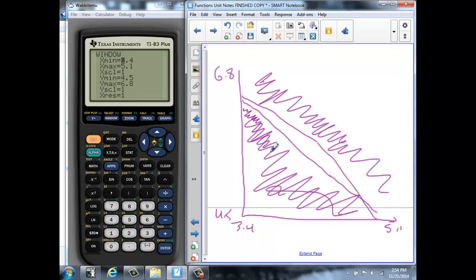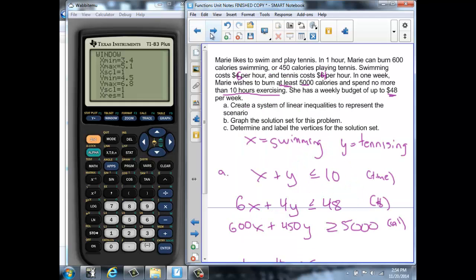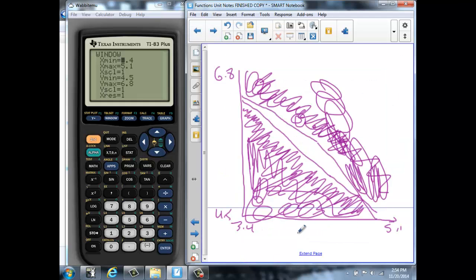And then we're going to label this as X and Y for swimming and, what was it? Swimming and tennising? Okay, so we'll make this one be swim, and this one will be tennis.